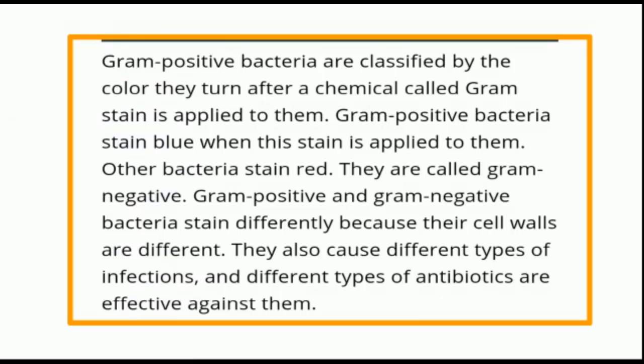Now what are gram-positive and gram-negative bacteria? Gram-positive bacteria are classified by the color they turn after a chemical called gram stain is applied to them. So gram-positive bacteria stain blue when the gram stain is applied. The other bacteria turn red, and so they are called gram-negative. Both of these bacterial strains are structured differently. Their cell walls are of different structure, and so they cause different types of infections, and different types of antibiotics are effective against them.